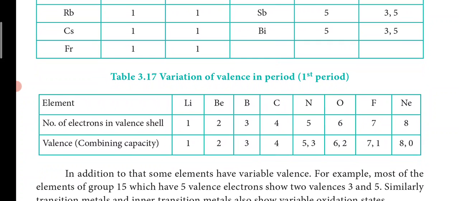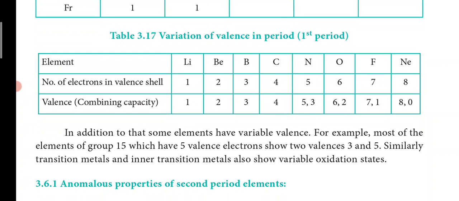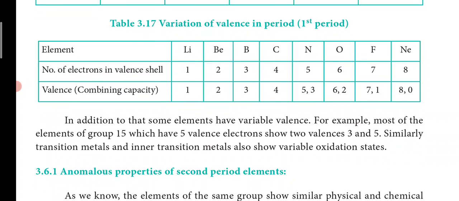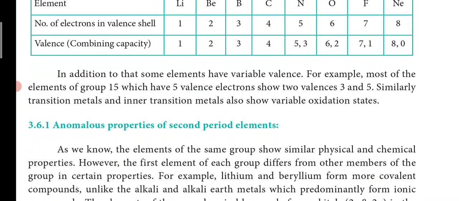And in the same way, along the period, if you see, it will not be the same because the combining capacity is different. The valency will remain the same only along the group, and along the period it will increase. So for first group it is 1, second group 2, third group 3, it is increasing. So the combining capacities are also given.